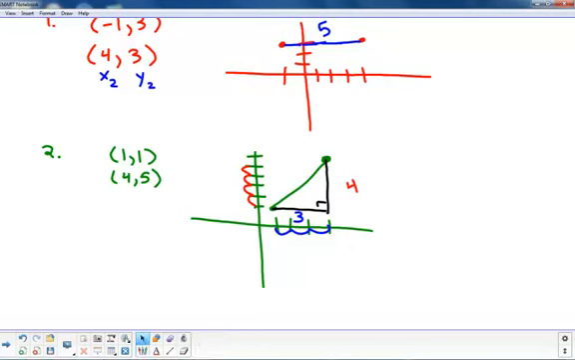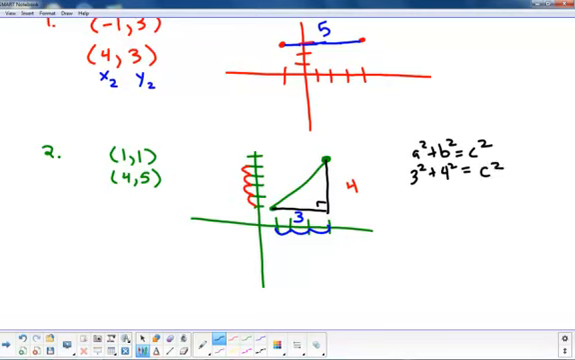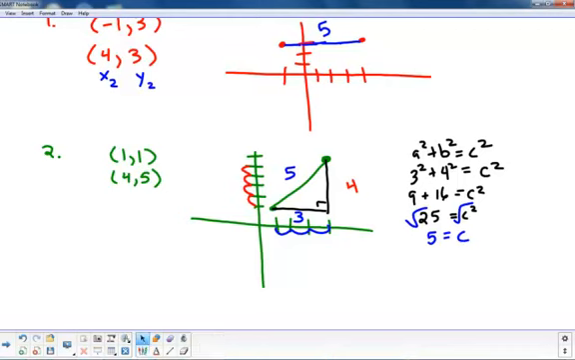So to find the diagonal length, we could use the Pythagorean theorem. 3 squared plus 4 squared equals c squared. So 9 plus 16 gives us 25. And then to solve that, we would square root both sides. It is positive or negative. Negative doesn't make a whole lot of sense, so we'll just do the positive. So the distance formula is actually derived from the Pythagorean theorem.